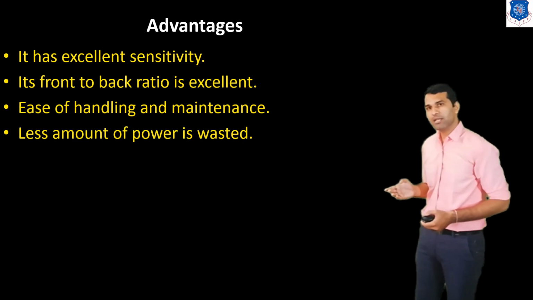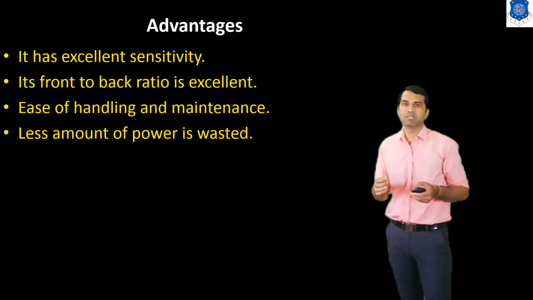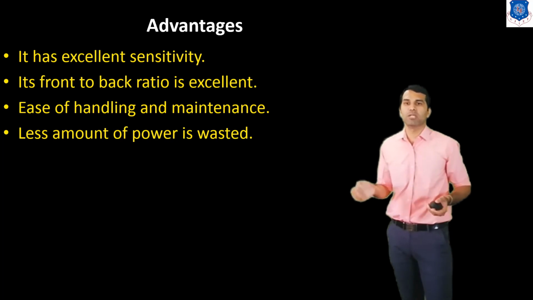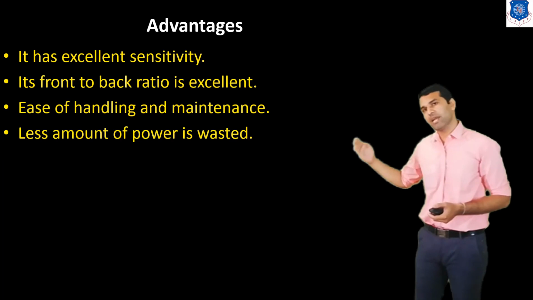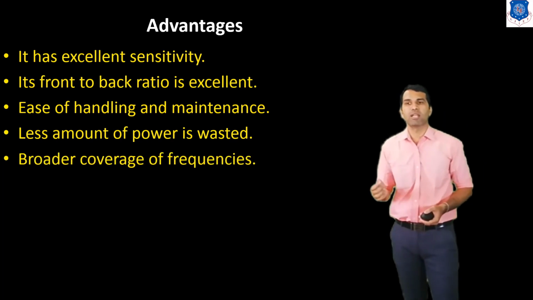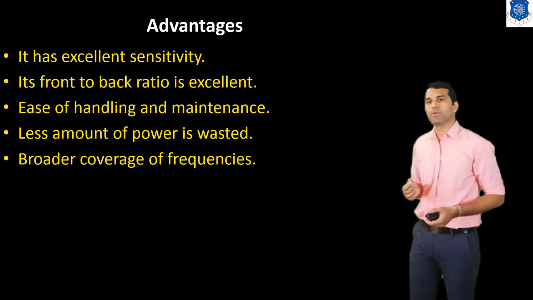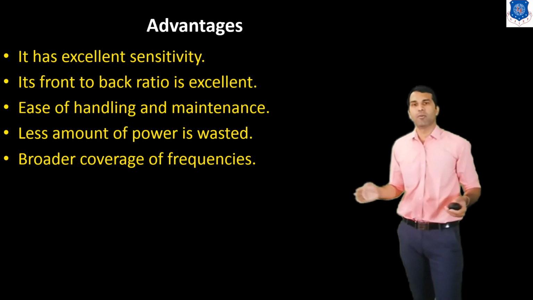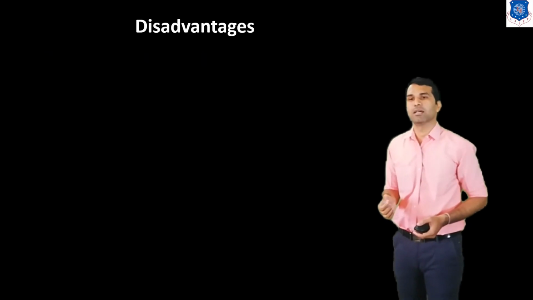This is a directional antenna, so the power wasted in the side lobes is very less in this antenna, because on the backside the reflector is present, so the amount of wasted power is very less. And there is broader coverage of frequencies; we can cover more bandwidth or frequency by using this antenna.